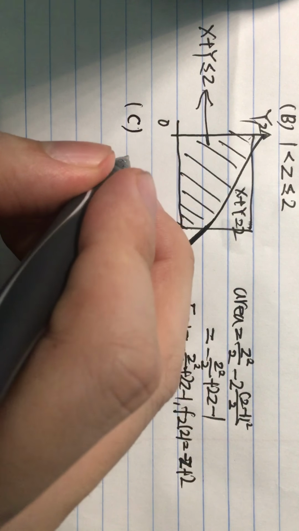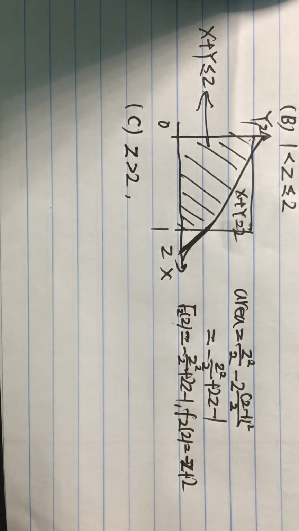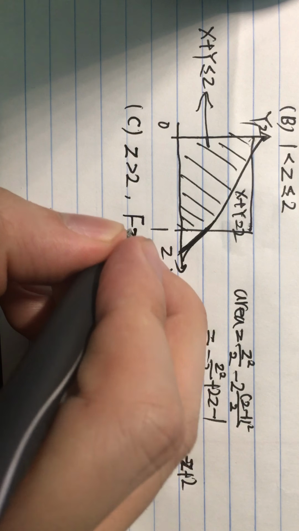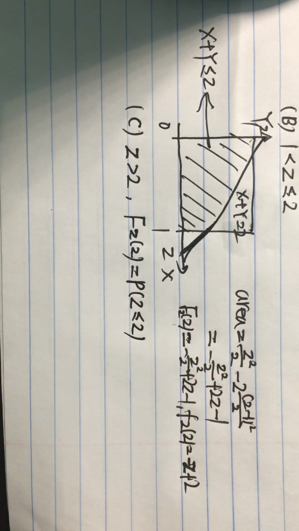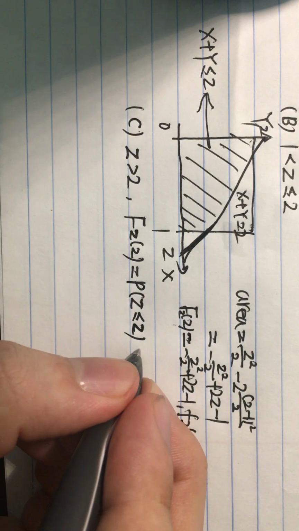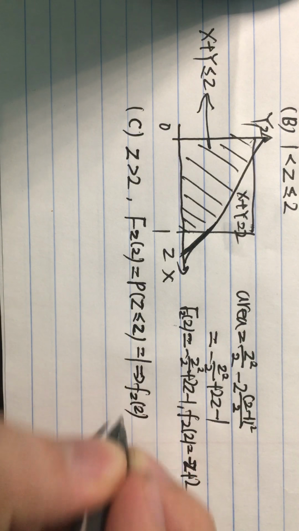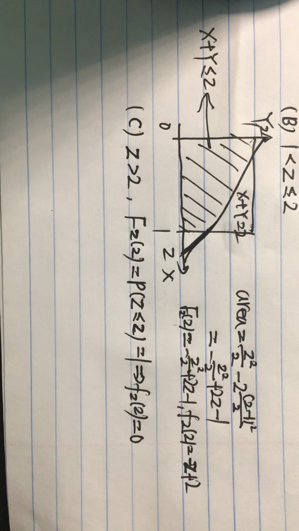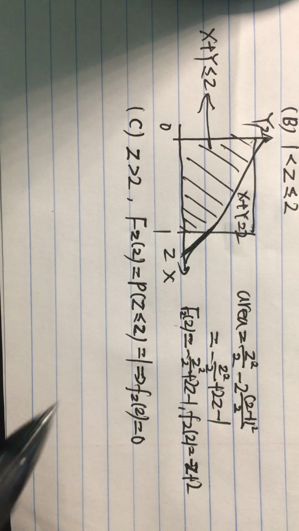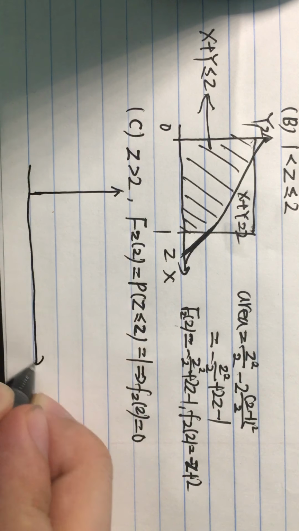And last, for z larger than 2, the distribution function is apparently equal to this, and obviously it equals 1, so the density function should be equal to 0. And we can draw the figure of the density function of z like this one.